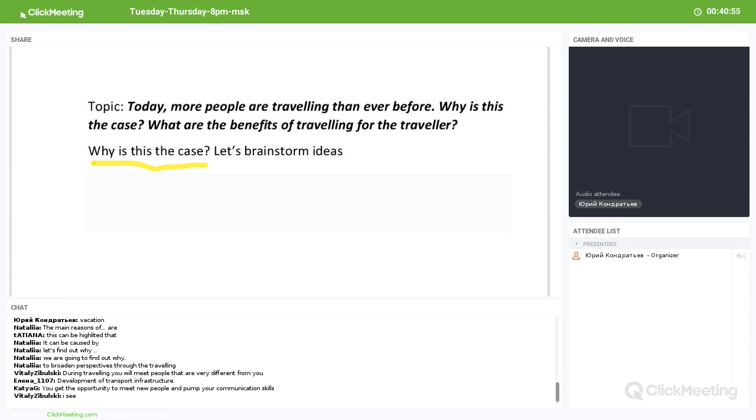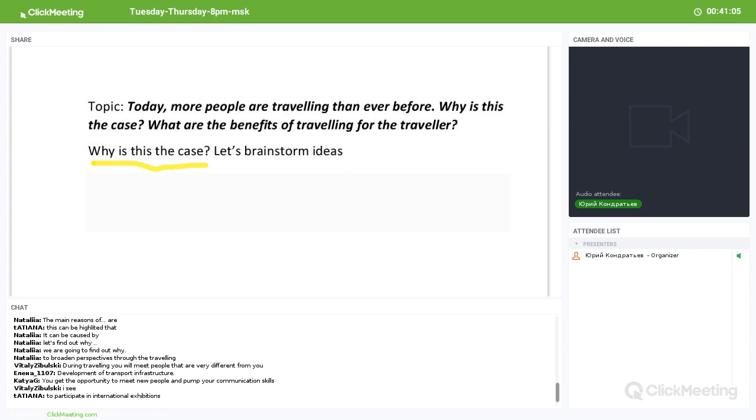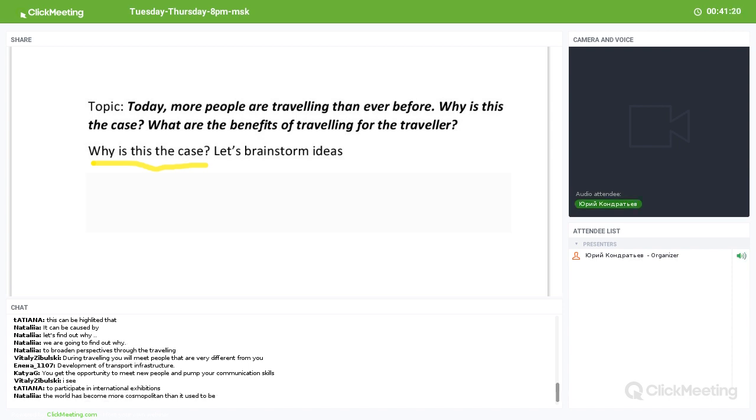Okay, you get the opportunity to meet new people and pump your communication skills. Okay, the idea is absolutely nice, but again, it's more of an advantage. To participate in international exhibitions, well, this can be a reason, of course, but for most people, that's an advantage. I would put it in the second paragraph.